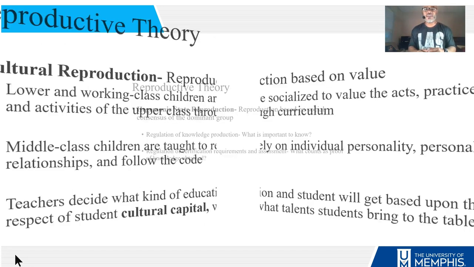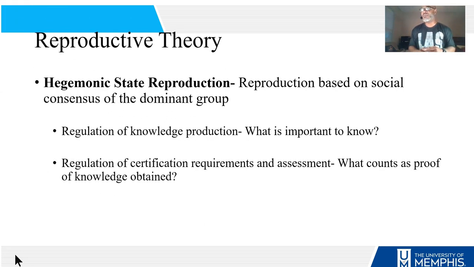The last part of reproductive theory is this idea of hegemonic state reproduction. It's simply reproduction based on the social consensus of the dominant group. So the dominant group decides what happens in the school, and they do it in two distinct ways. One, they regulate knowledge production. They decide what is important to know and what is important not to know.